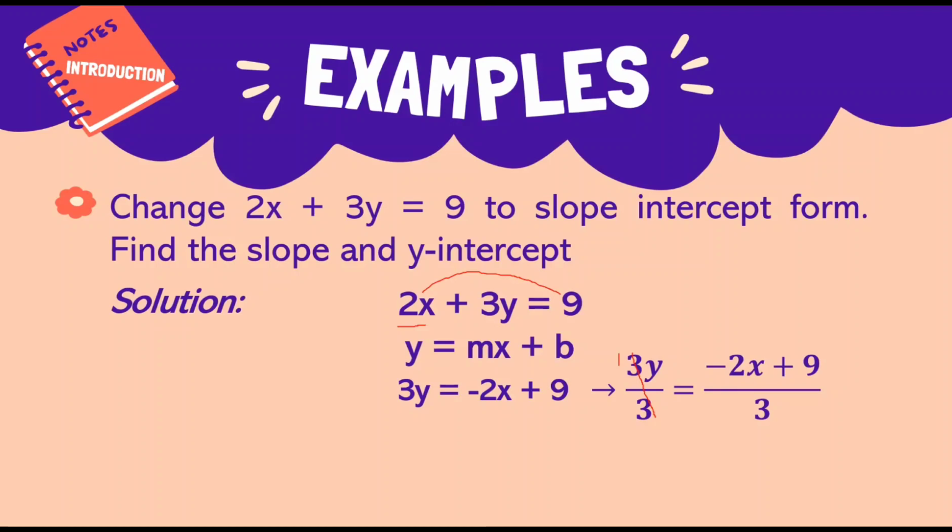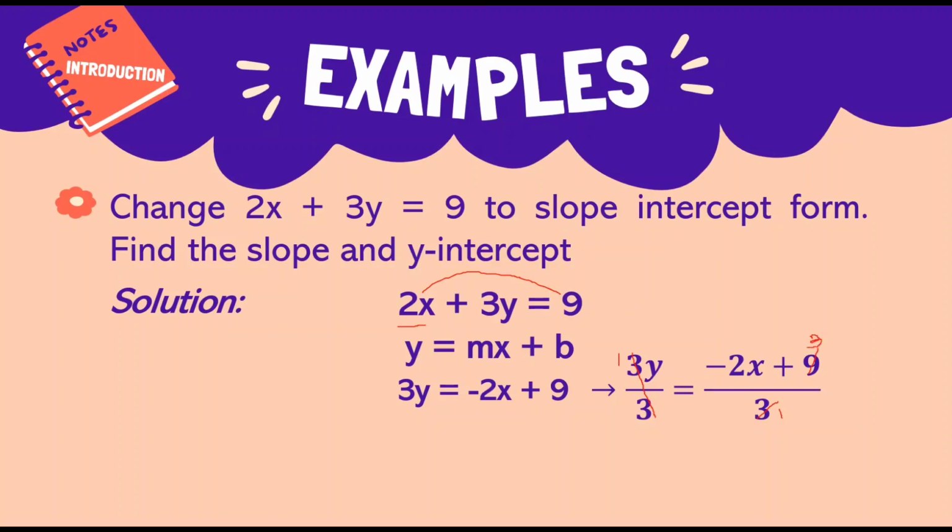Next, let us divide this. Negative 2x divided by 3. Hindi natin ma-divide ng eksakto, so we will write negative 2 over 3x. Okay, I hope nasusundan ako ha. And then positive 9 divided by 3. Meron silang divisibility which is 3. 3 divided by 3, it becomes 1. And then 9 divided by 3, it becomes 3.